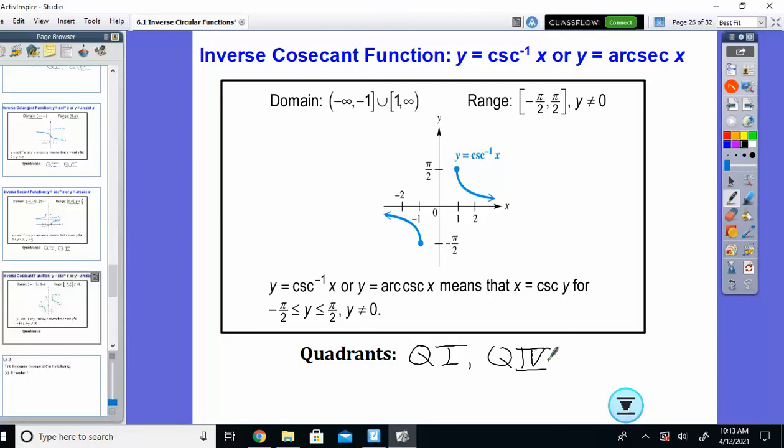So basically to summarize, when we do these inverses, we'll either be in quadrants 1 and 2, or we'll be in quadrants 1 and 4. 1 and 2, you'll have cosine, its reciprocal secant, and cotangent. 1 and 4 are sine, its reciprocal cosecant, and tangent. So that is the piece that you need to remember, the quadrant.